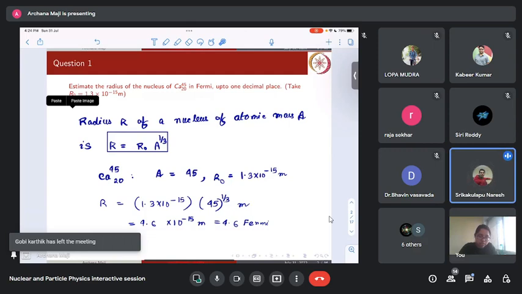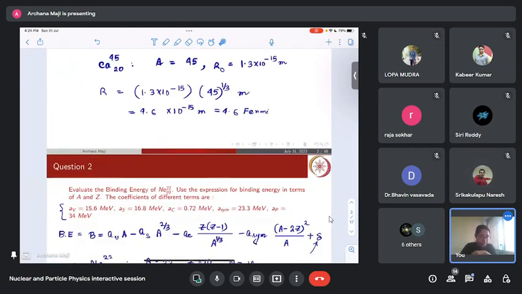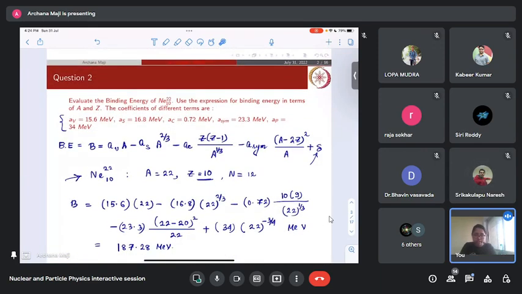Madam, why is it proportional to A to the power 1/3? Well, that is how it has been obtained. This is an experimental estimation. Okay, ma'am. Thank you. Okay then. Let us stop.